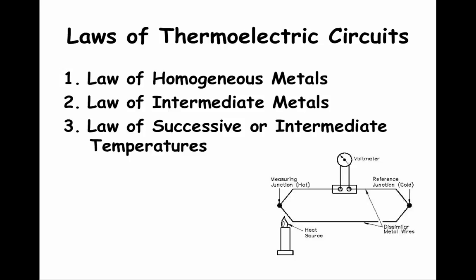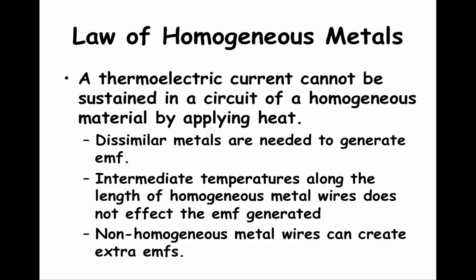The laws of thermoelectric circuits are used to summarize the relations needed to make thermocouples work as temperature sensors. There are 3 laws and some consequences. The law of homogeneous metals states that a current cannot be generated without having dissimilar metals. If you make a circuit with one homogeneous metal, you won't get any current flow.